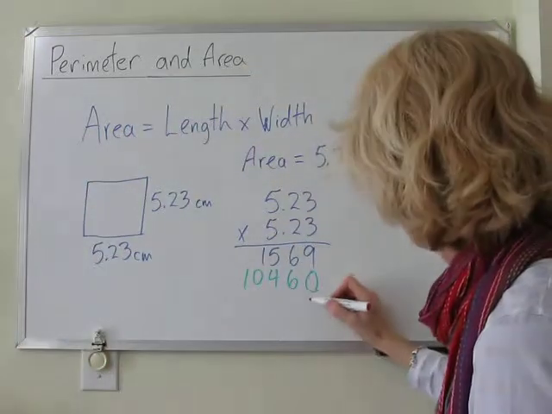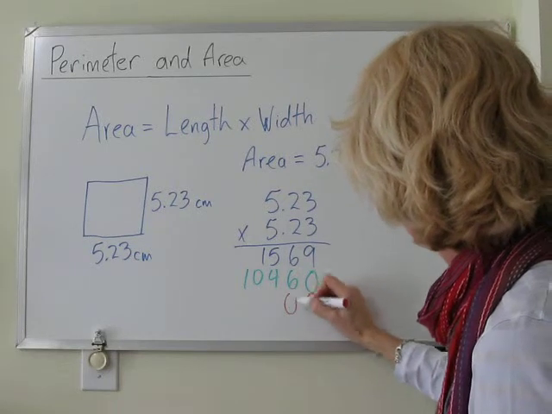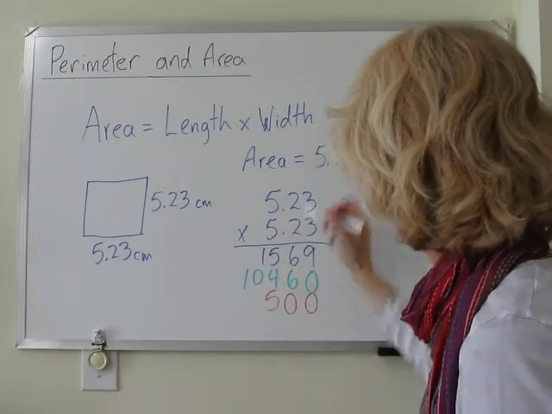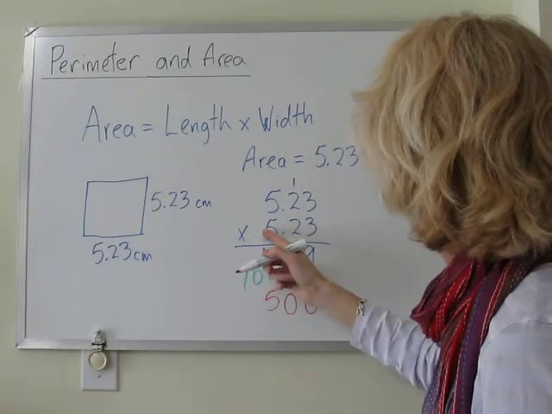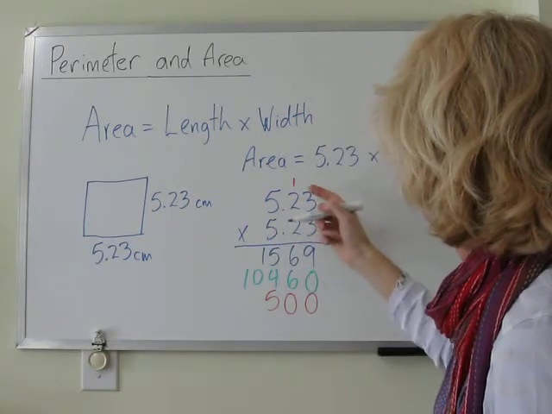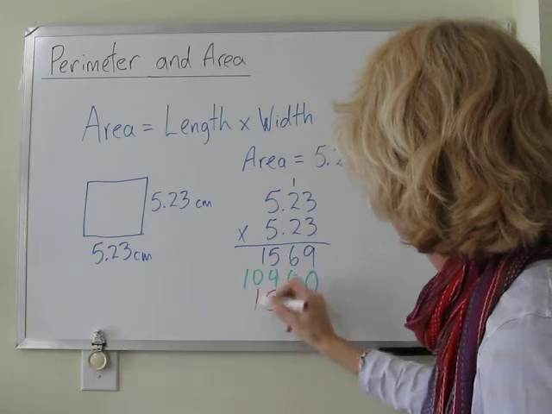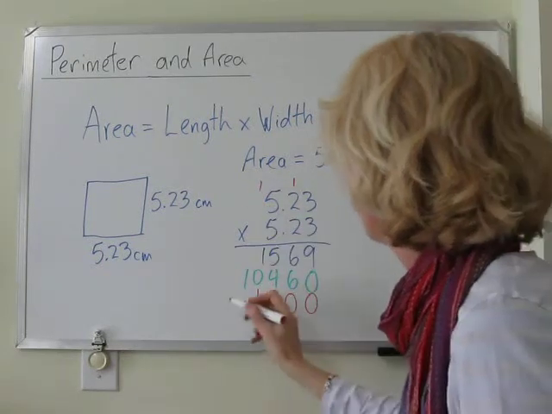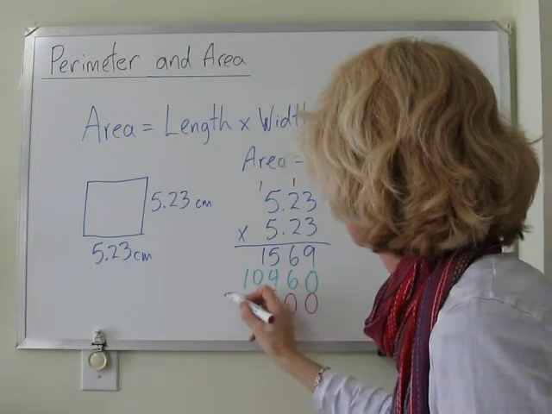Okay, so we have a 0 here and a 0 here because now we're on the third number. Okay, 5 times 3. 15. And we carry a 1. Okay, and 5 times 2? 10. And plus 1. 11. And 5 times 5? 25. Plus 1 more. 26.